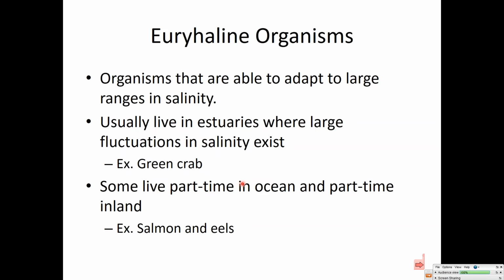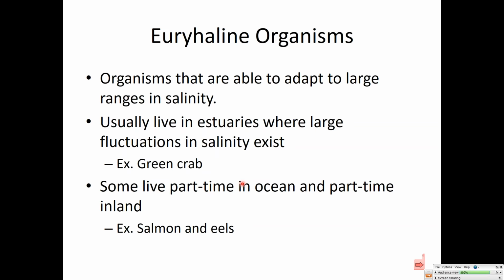So at high tide, the estuary is going to have a high salinity. At low tide, estuaries where fresh and salt water are mixing, say in a bay or a lagoon or something, you have more fresh water coming in, seawater is moving out, so you have a lower salinity. So, for example, a green crab is a euryhaline organism where its body can just tolerate these large fluctuations in salinity.